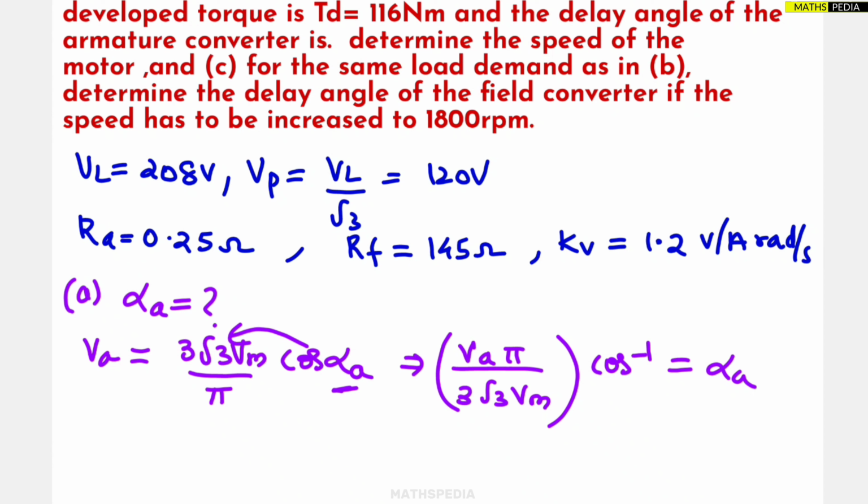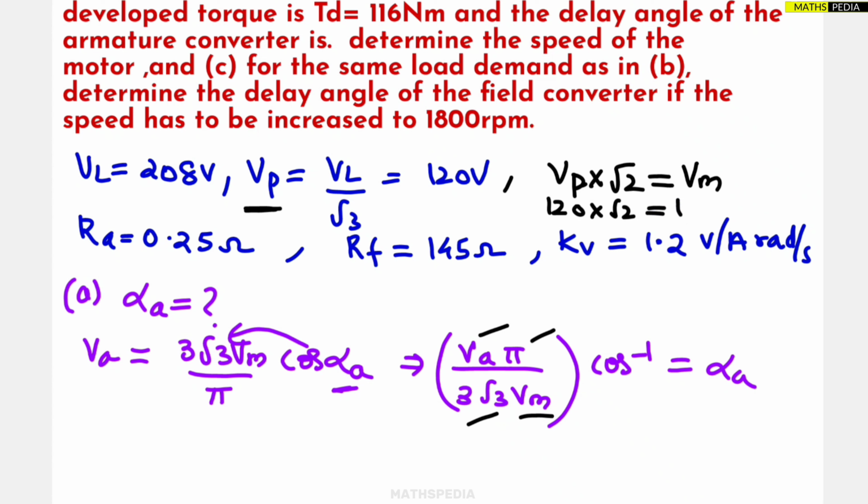Now here, what values are given, that is the important thing, right? Pi is anyways constant, 3 root 3 is constant, Vm and VA are the two important things. Vm is basically the V phase we calculated. Whatever the V phase is, you treat it as Vs, as we did in the previous single phase problem. Then you have to multiply it by root 2 in order to get Vm, the peak voltage. So V phase into root 2, 120 into root 2, it is 169.7 volts.